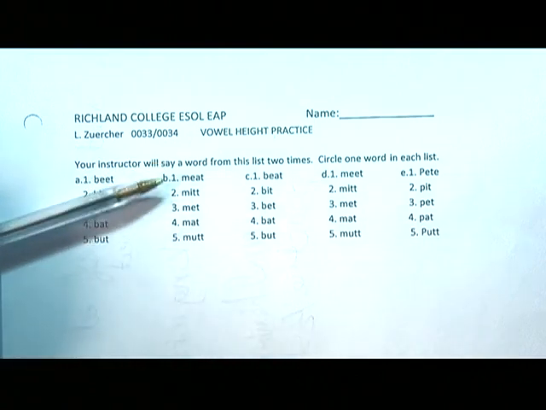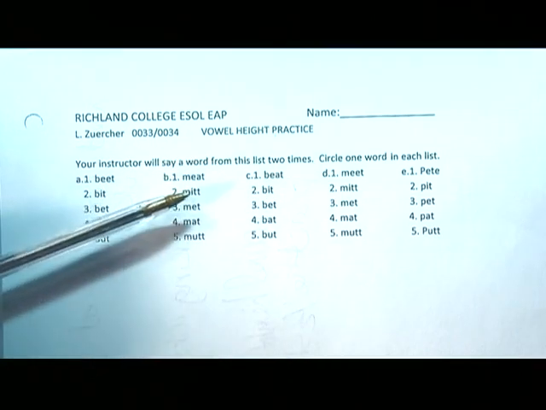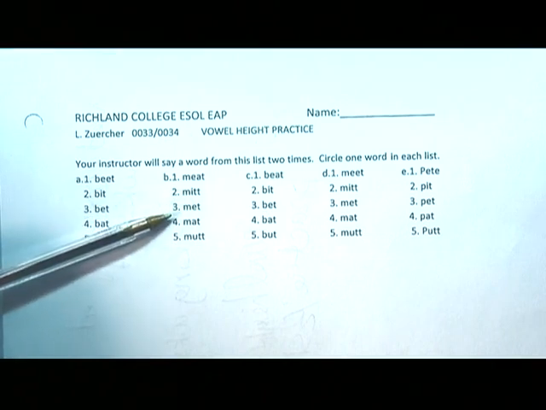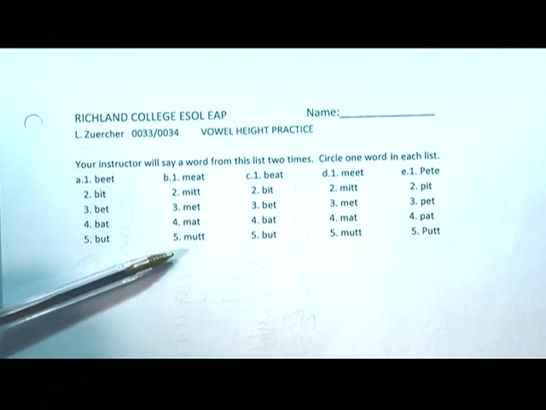We also have an MT series. Meat, it could be either M-E-E-T or M-E-A-T. They sound the same but have different meanings. Mitt, like an oven mitt, so you don't burn your hand. Met, the past tense of meet. Mat, and mutt. This is a dog who has no pure bloodline.